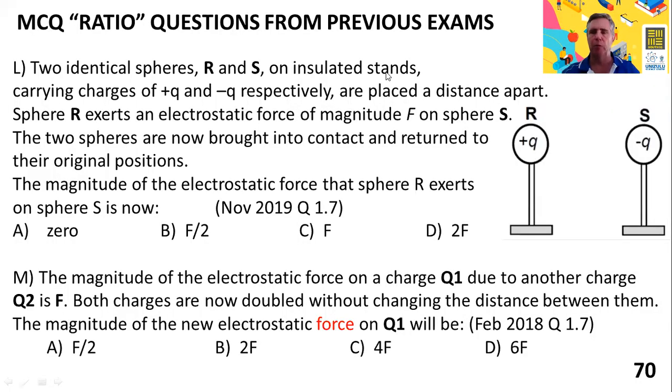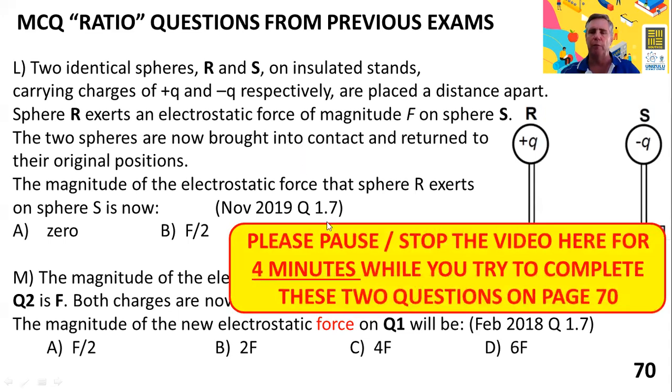And finally, at the bottom of page 70, 2 electrostatics questions. I hope you've realized that the subject matter can change. And the important thing here in these ratio questions is manipulating the equations. It doesn't matter what the subject matter is. So we've got 2 identical spheres. And once again, please pause or stop the video here for 4 minutes. Attempt these 2 questions on page 70. Circle the answers you think are correct, and then I will mark them.